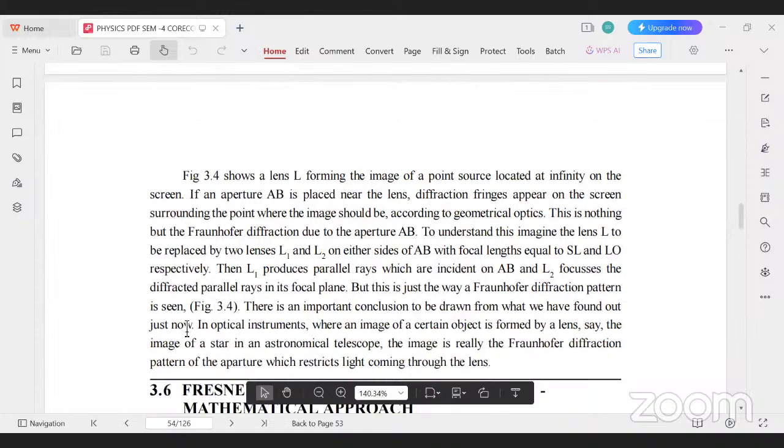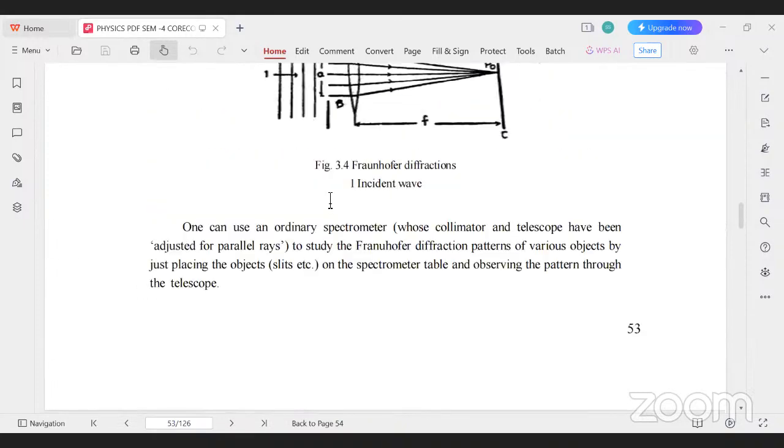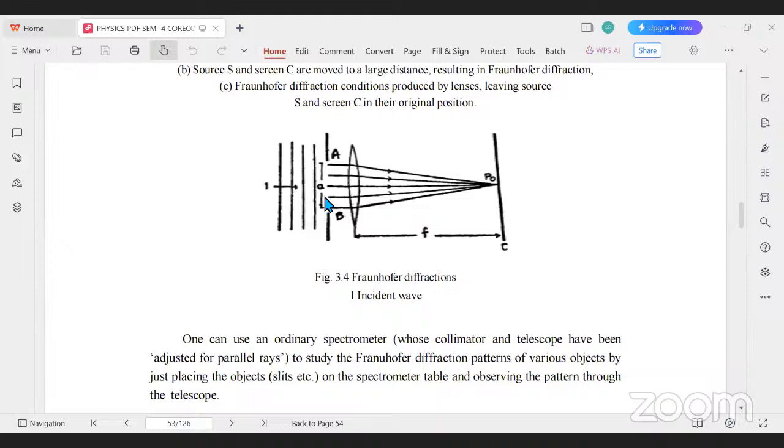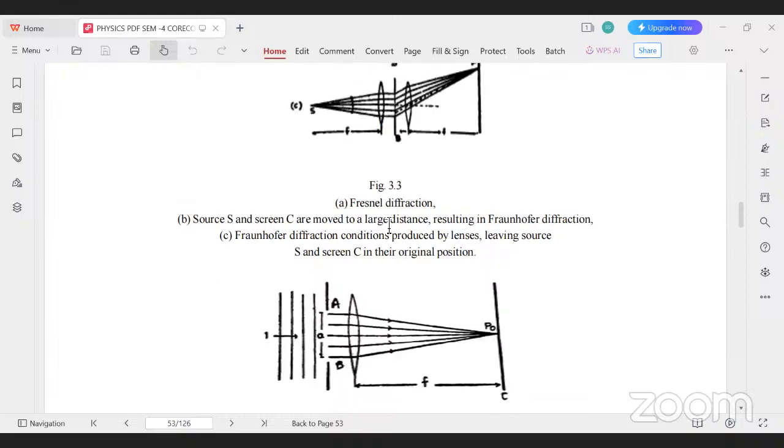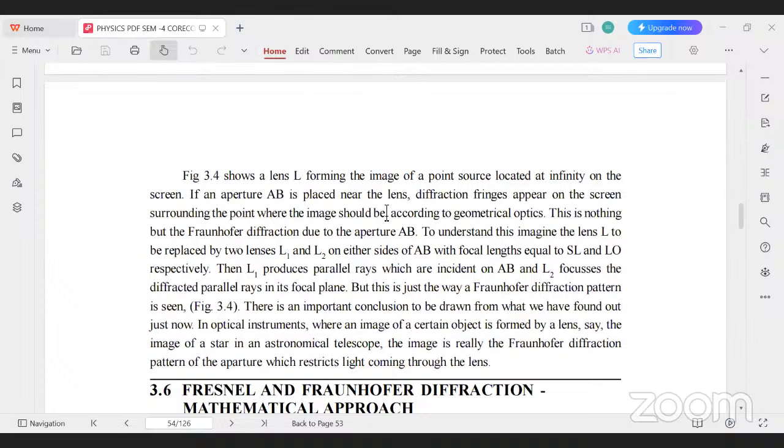So this explains the construction and working of the lenses, that is L1 and L2. These are the two lenses that we have already explained. These two lenses help to find the sides of AB, with focal lengths equal to SL and LO respectively. Then L1 produces parallel rays which are incident on AB, and L2 focuses the diffracted parallel rays in its focal plane. But this is just a way of seeing transfer diffraction.